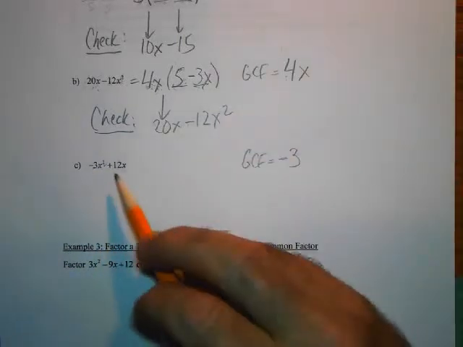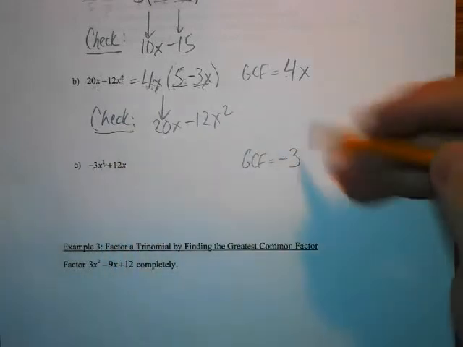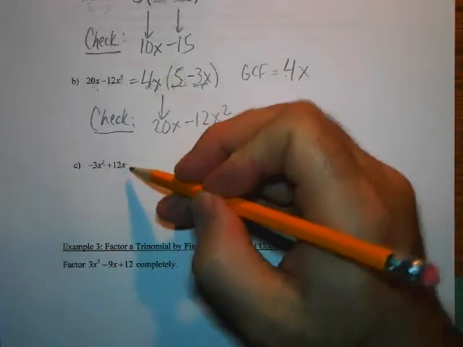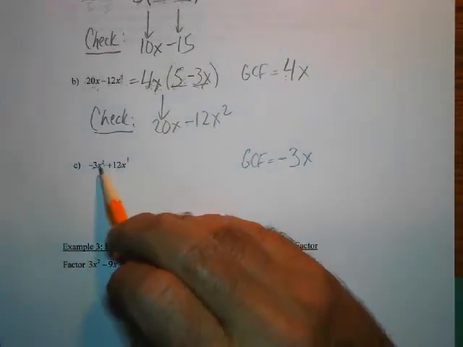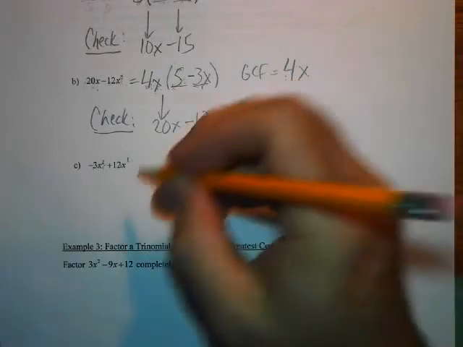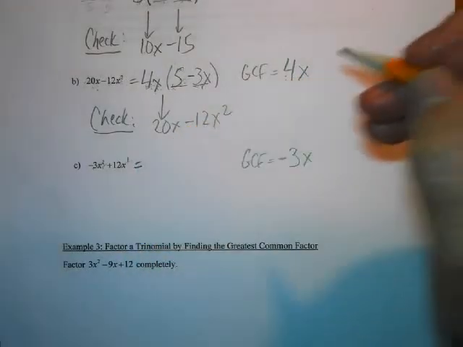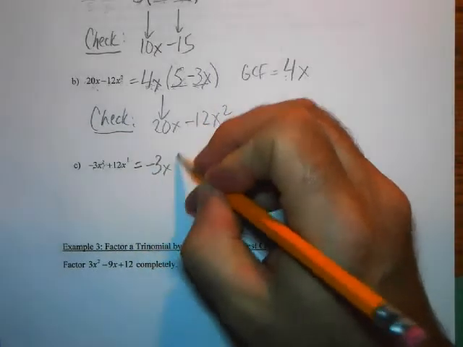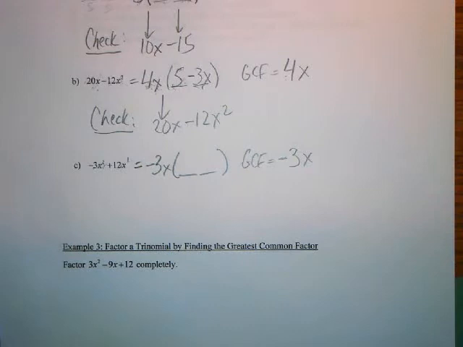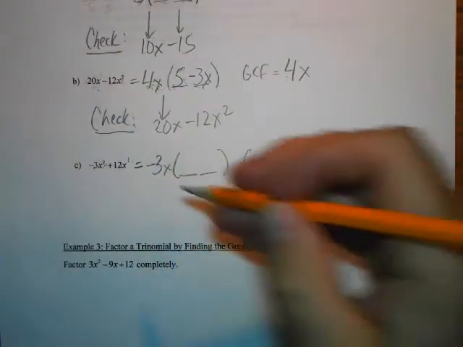And then, do I have an x in both the terms? Yes, I do. So there's at least a single x. Should there be more? No, because that's x to the 1, that's x squared. It has to be the lowest of all the exponents. So that's my greatest common factor. So negative 3x, bracket, 2 spots in there. Now let's try it the other way.